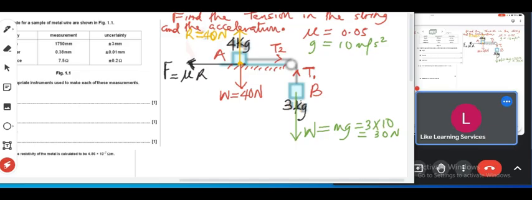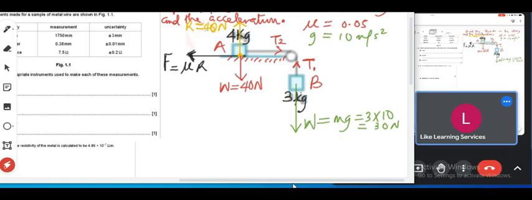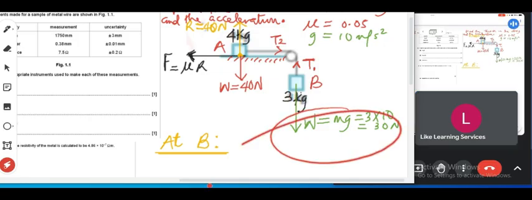Okay, let's go. B is released. It's going to pull this down, dragging. B is going to go down, dragging A along. So let's look at B, for instance. At B. Are you ready? All right, at B, what are the forces acting? Weight and tension.